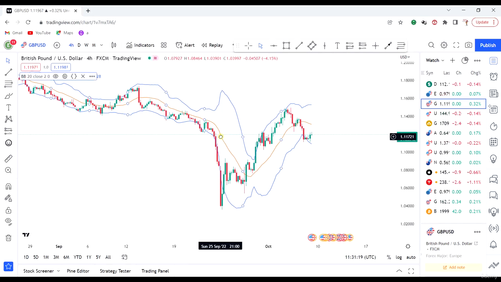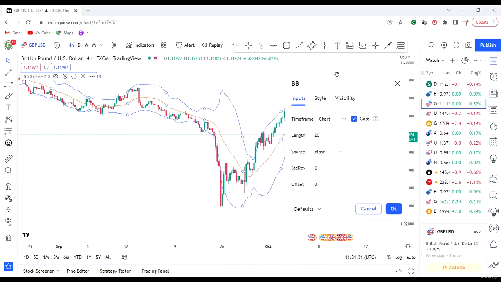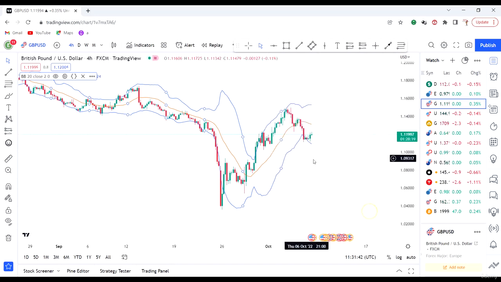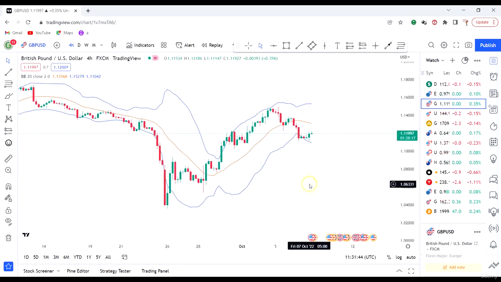So when you double click on it, you also see the options for the Bollinger Bands. Now we have the time frame, which is the present chart it's been applied to. We have the length, which is also known as the period or the number of candles to look at. Then we have the source and we have the standard deviation. We have standard deviation as 2 here, and then for offset and so on and so forth. So just click OK. So what is the Bollinger Bands, right?